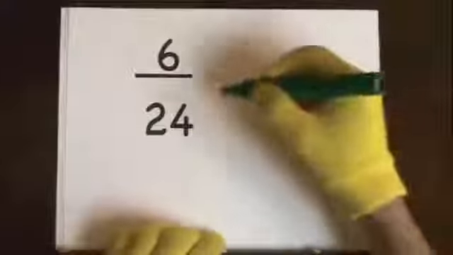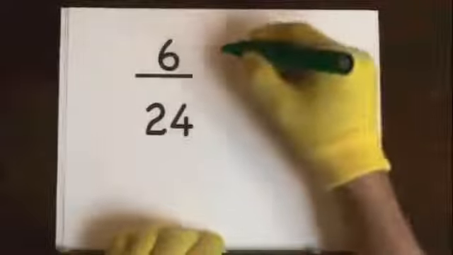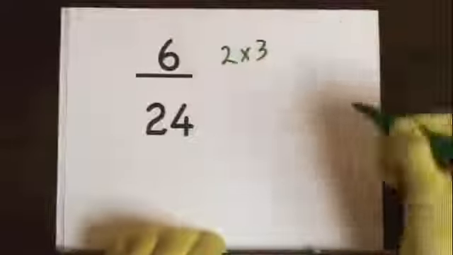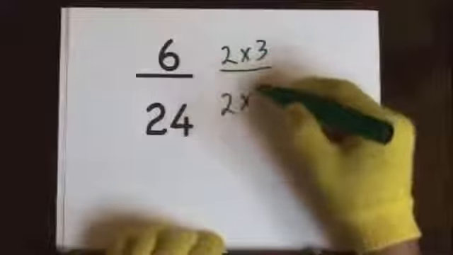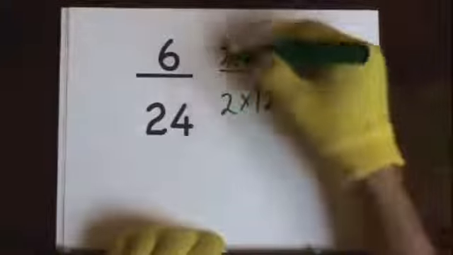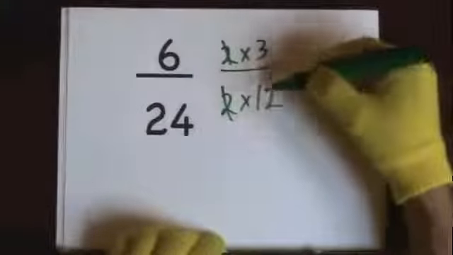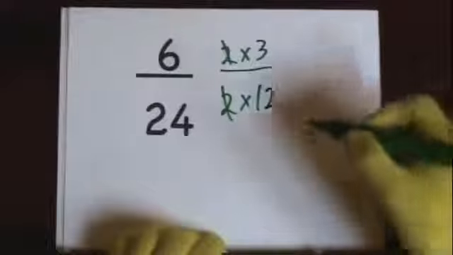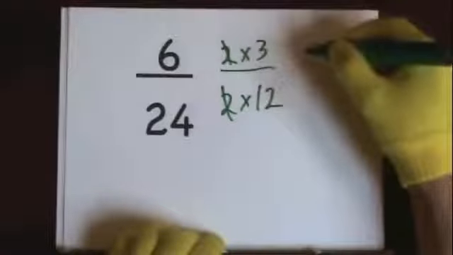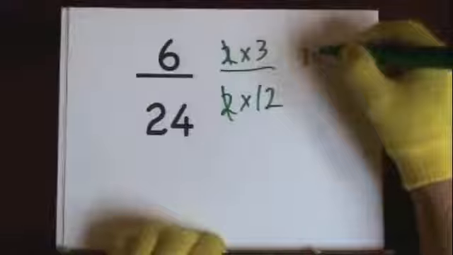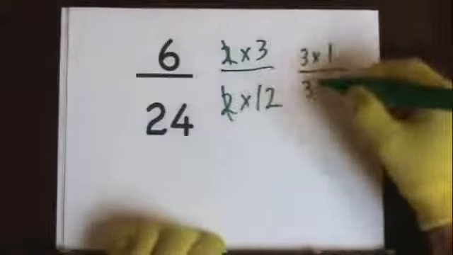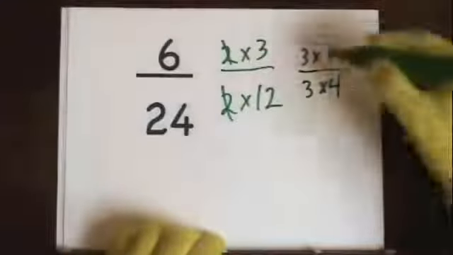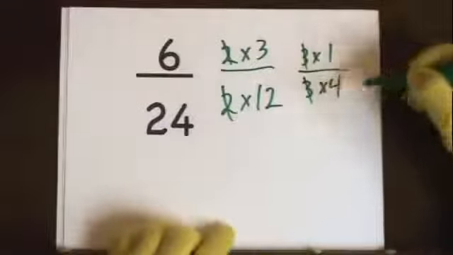Next up, 6/24. Think of some factors of 6, like 2 times 3. And we'll think of 24 as 2 times 12. Cross out the like factors, and then you realize that they still share a factor, so 3 can be thought of as 3 times 1, and 12 can be thought of as 3 times 4. Cross out the like factors and you're left with 1/4.